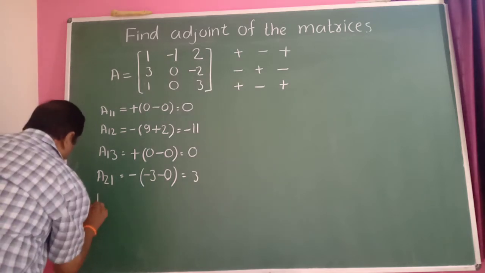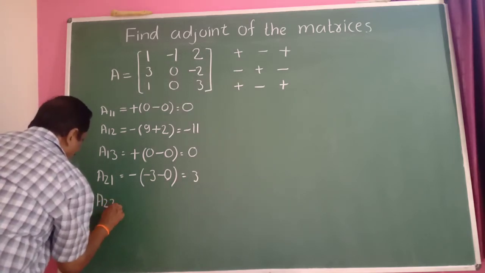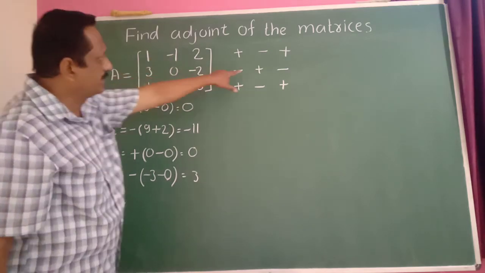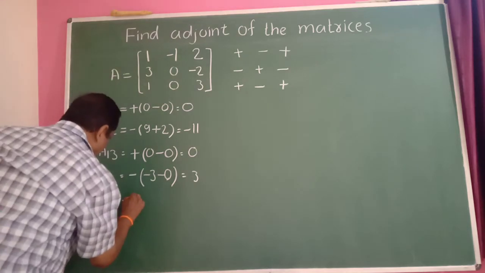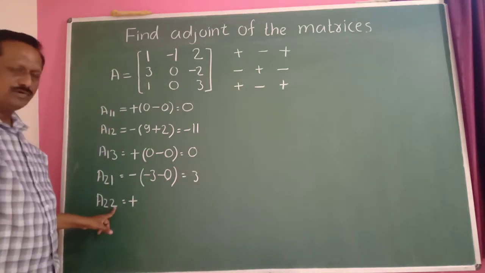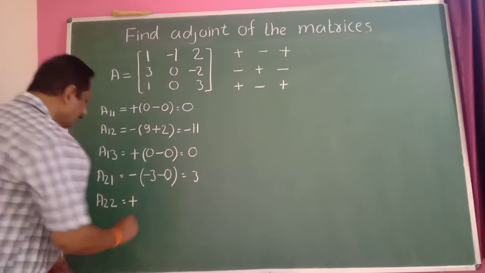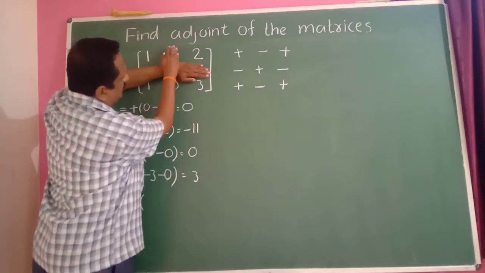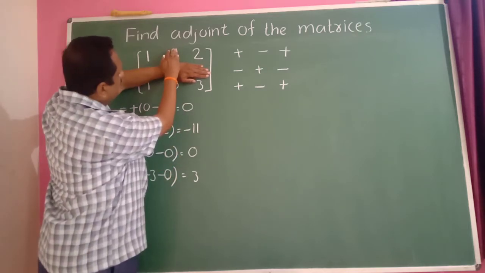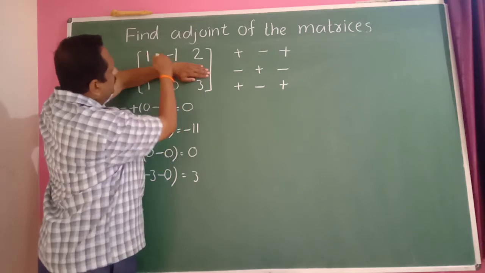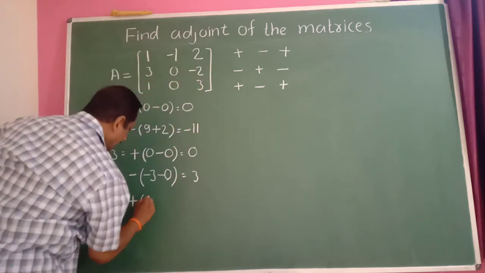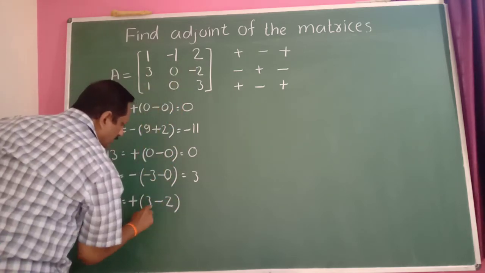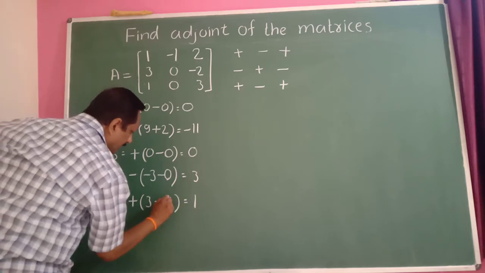Then A22. A22 means the cofactor of this element in the second row, second column. Take the plus sign, since 2 plus 2 is 4, an even number. Then delete the second row and second column. The remaining elements are 1, 2, 1, 3. 1 into 3 becomes 3. Minus 2 into 1 becomes 2. So 3 minus 2 becomes 1.